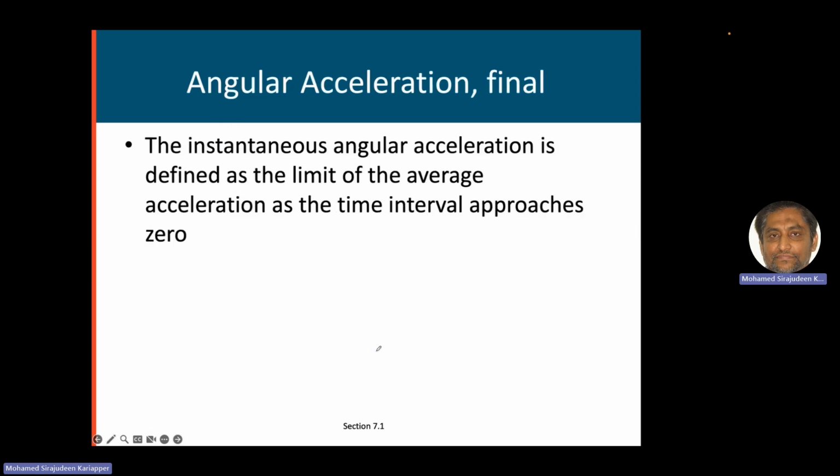Angular acceleration, finally. What about the instantaneous value for angular acceleration? We just talked about the average value. Instantaneous value is defined in the same way, as the limit of the average value as the time interval approaches 0.